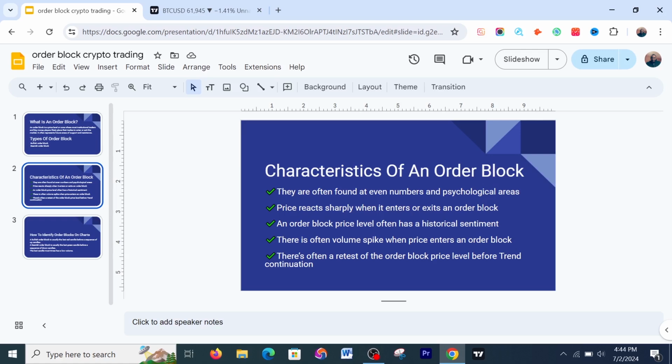Then the next characteristic is that there is often a volume spike when price enters an order block. You'd notice that when price enters the order block area, there is often a volume spike.